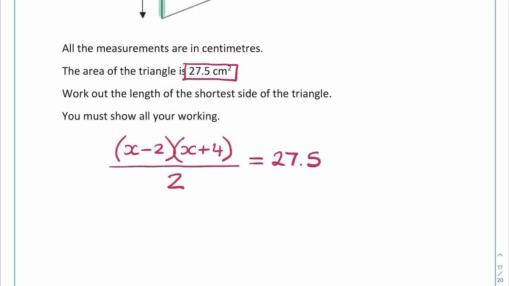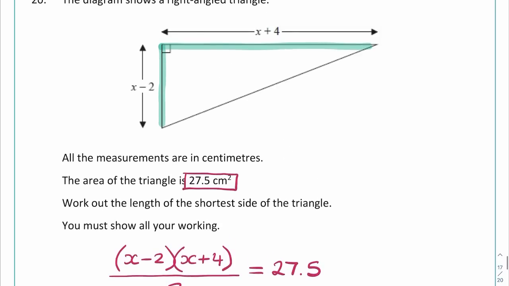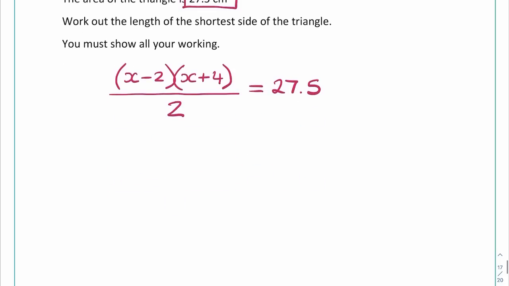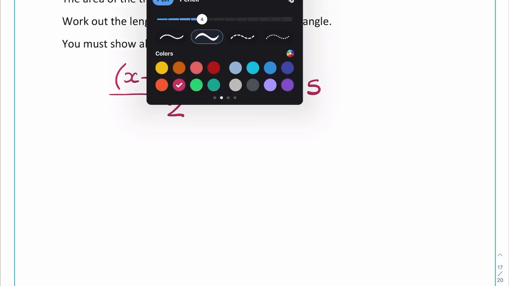We just need to find the value of x and then sub that back in to find one of the shorter sides, which, looking at it, is not going to be x plus 4, because whatever x is, if we take away 2 from it, it's going to be shorter than if we add 4 to it. So we just need to find the length of that side. So in order to solve this, we need to first get rid of this divide by 2.